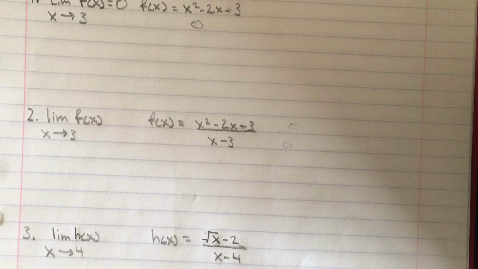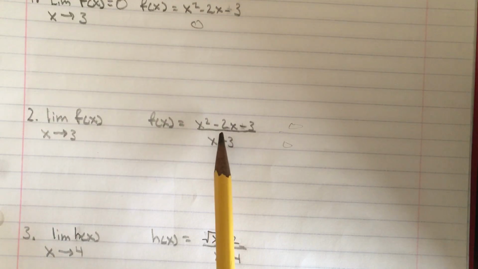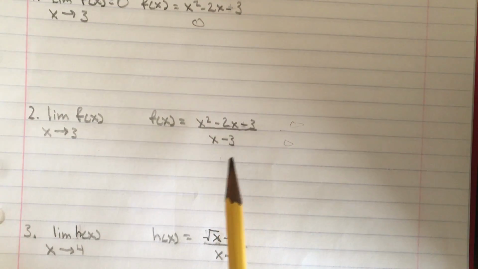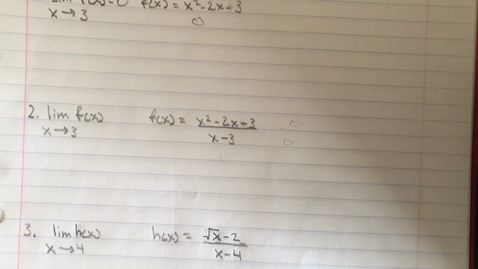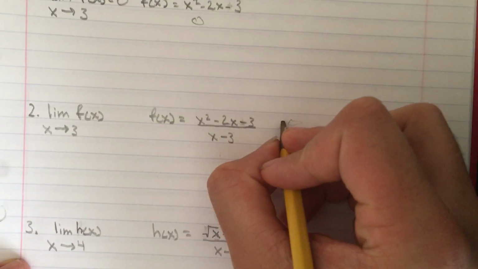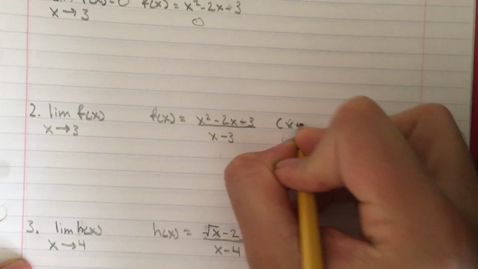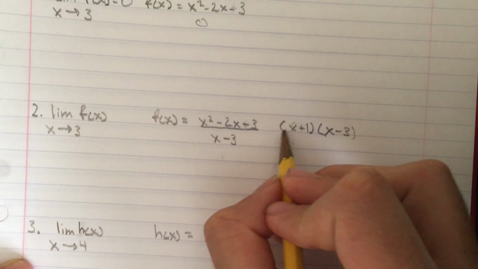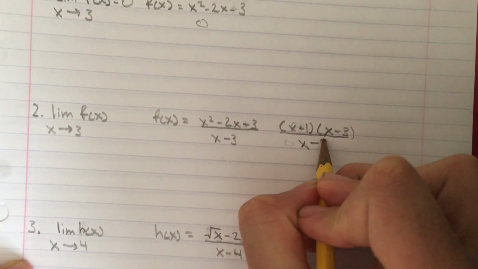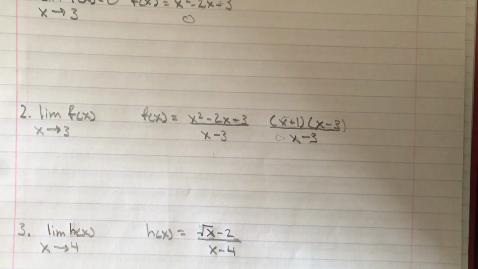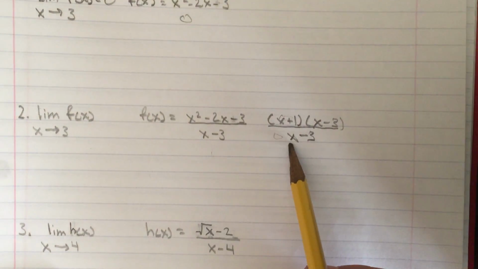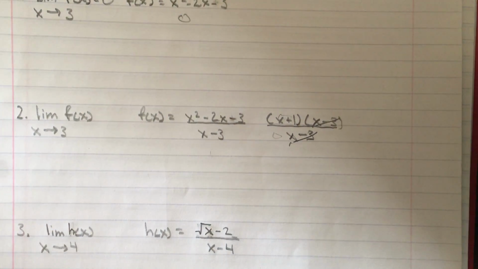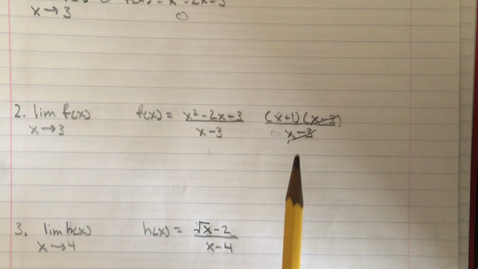But what we can do is, in most cases, you will be able to simplify the top and bottom to get rid of whatever is causing a 0 in the denominator. So if we see here, we can FOIL this out. We end up getting x plus 1 times x minus 3 all over x minus 3. So now we can see that we can actually cancel out the x minus 3 at the top and bottom. We end up with x plus 1.